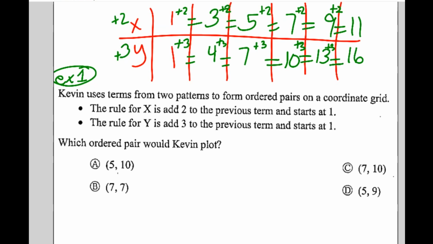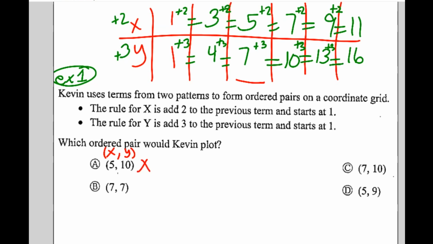So which one of these points is what he can plot? Oh, I see. Okay, so which points could he plot? So do we see A? Do we see 5 for X and then 10 for Y? Let's look at the front. No, we see 5 and 7, so that won't work.